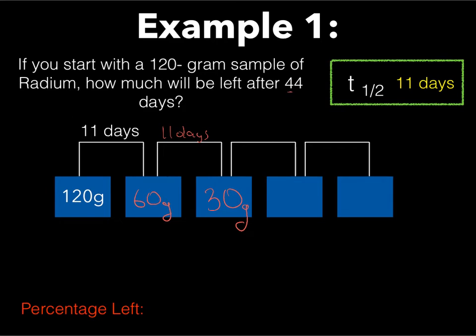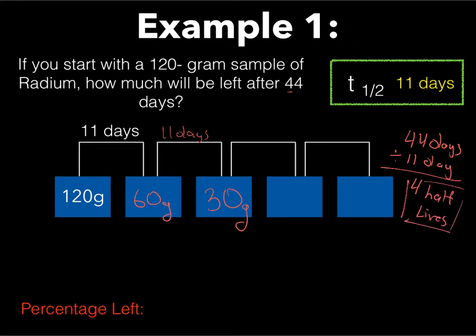If you do a little bit of math, 44 days divided by 11 days for each half-life means we're going to undergo 4 half-lives. When it decays the first time using 11 days, that's our first half-life. When it undergoes another decay, that is our second half-life. We're going to keep doing this until we pass 4 half-lives.